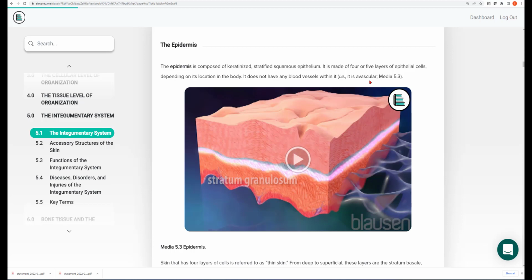Now, I want you to think for a moment, think back to the connective tissues. What other tissue was also described as being completely avascular? And you may recall that was cartilage. So mature cartilage is avascular, epidermis is avascular.